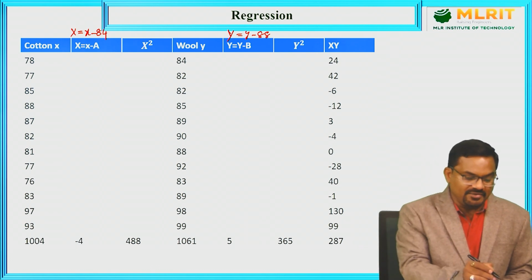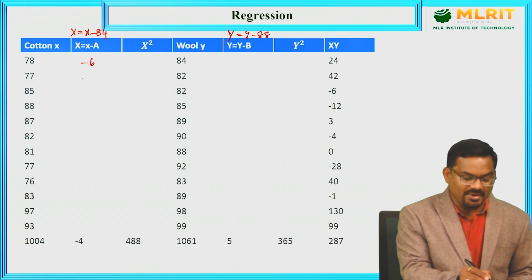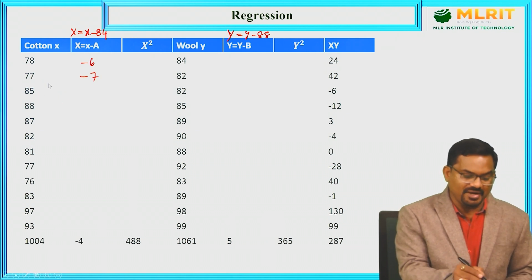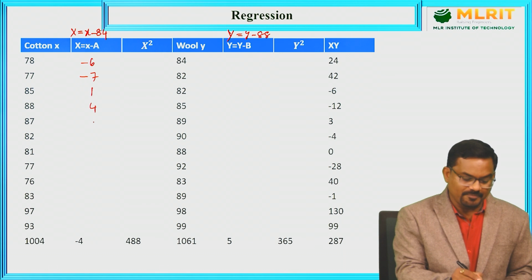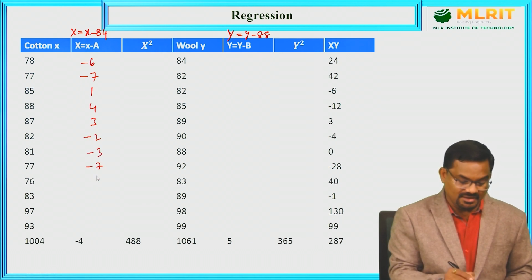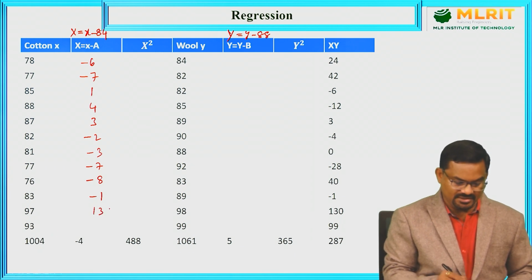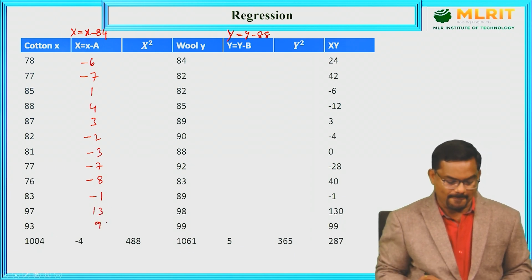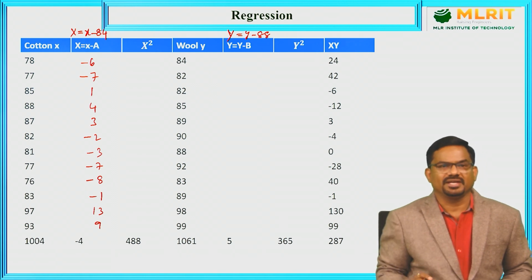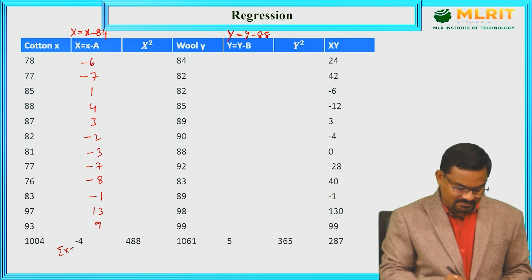So, x minus 84: 78 minus 84 is minus 6, 77 minus 84 is minus 7, 85 minus 84 is 1, 4, 3, minus 2, minus 3 and minus 7 and again here minus 8, 83 minus 84 is minus 1, 97 so 13, 93, 9. So, these are the values of capital X and this is sigma capital X, minus 4.